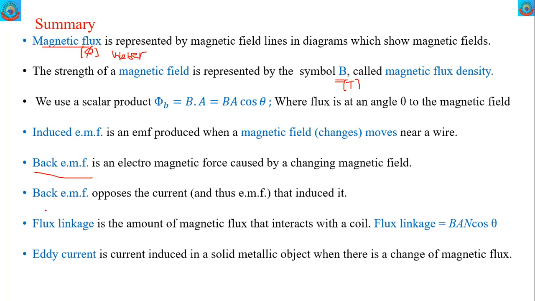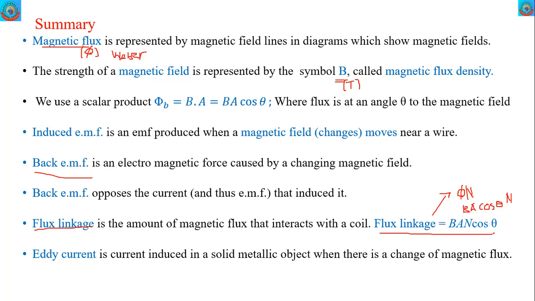Okay, another one: flux linkage means magnetic flux times the number of coils. Flux linkage is magnetic flux phi times N, where N is the number of coils. Phi is BA cos theta, so BA cos theta N is called flux linkage.